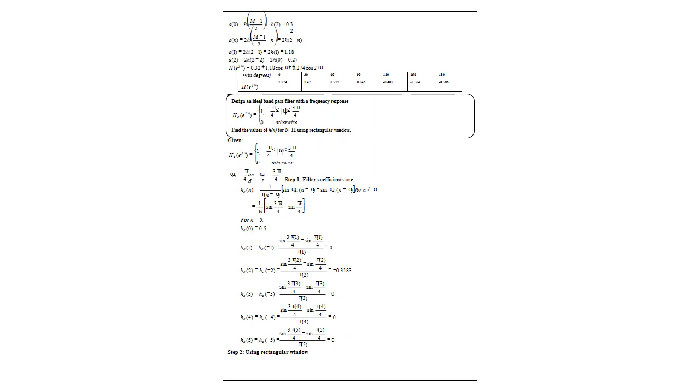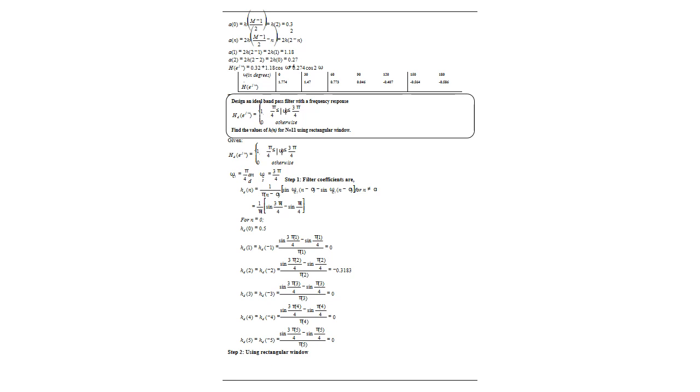Then we have to find out a of 0, a of 1, a of 2. Then I have to substitute the values in the tabular column. Okay. So the next problem is: design an ideal bandpass filter with a given frequency response. Find the values of h of n for n equal to 11 using the rectangular window. By using the rectangular window we have to find out the answers.